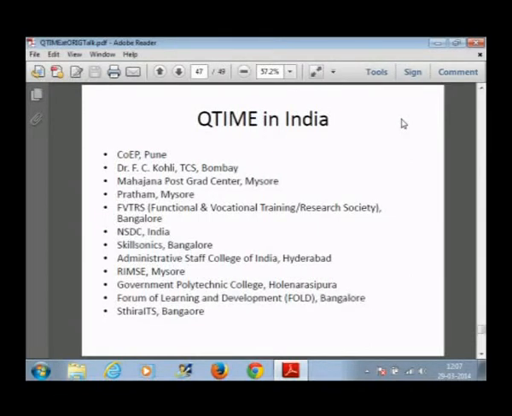I have gone to the College of Engineering in Pune, Mahajana Postgrad Center in Mysore, Pratham Mysore. These are the list of places that I have visited, talked to people and told them about QTIME. And QTIME learning is slowly spreading over a period of time. I think it's going to attain its place in learning methods at some point in time.